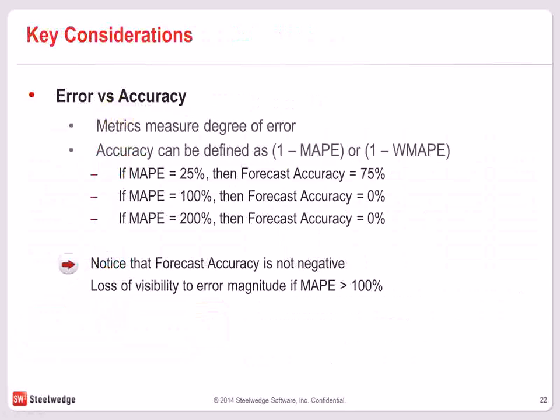Sounds pretty bad, but that can happen, especially at low-level items or ones with very small volume, like we saw before, where we had a forecast of 3 and an actual of 1. You can have a MAPE value of 200%. So the point here is that if you're making this conversion to forecast accuracy, you need to be aware that if you have examples of MAPE greater than 100%, you're going to lose visibility of what that true error was. So in those cases, it's probably better to keep your focus on the MAPE value so you can see, was it really 100% MAPE or 400% MAPE?